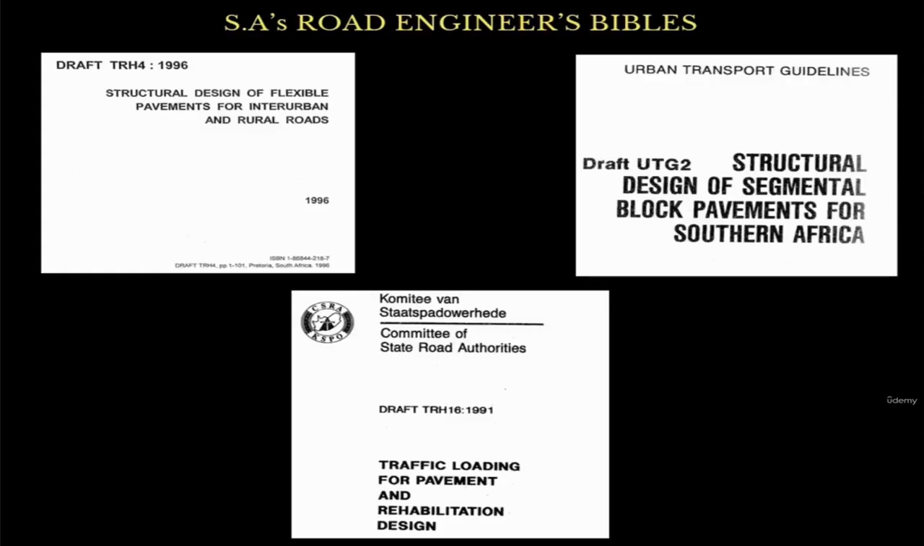So here are just some South African Road Agency engineering Bibles. You can see there's the TRH4. So it's for structural design of flexible pavement for interurban and rural roads. And then you can see there's the UTG. So that's for structural design of segmental block pavements. So this one is for block pavers. And then you can see here there's the TRH16. So this one has traffic loading for pavements and rehabilitation. So this one is for rehabilitation.